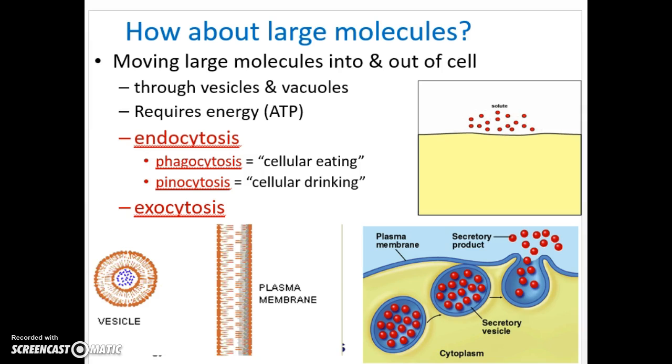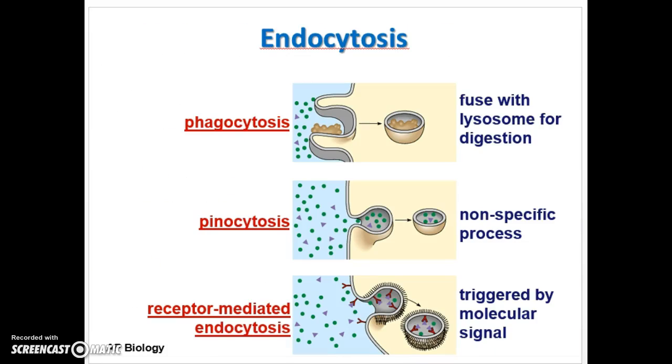Okay, and we talked about endo and exocytosis, so I'm not going to spend more time on that, except again to point out that you need to know these three different types. So again, phagocytosis. Phagocytosis literally means cellular eating. So think of it as engulfing something to eat it. Pinocytosis is cellular drinking. So it has to do with transporting a bunch of water molecules. And receptor-mediated endocytosis is when something is triggered by a molecular signal.